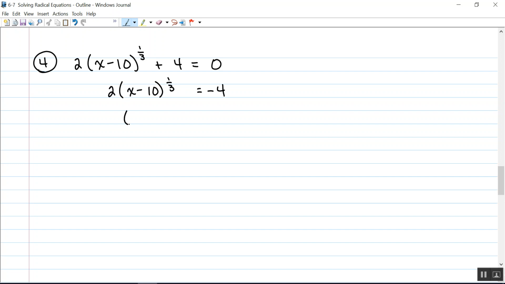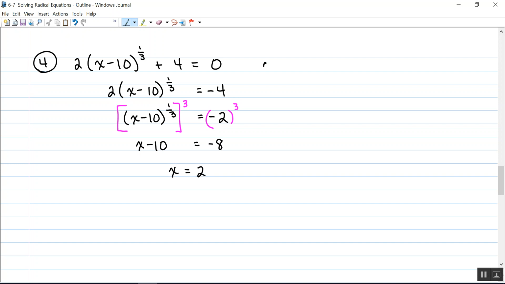And then dividing both sides by 2. Okay, now to get rid of that 1/3 power, I'm going to cube both sides of the equation, because 1/3 cubed is going to give me 1. So that's going to give me x minus 10 equals -2 cubed, which is -8, so x is equal to 2.